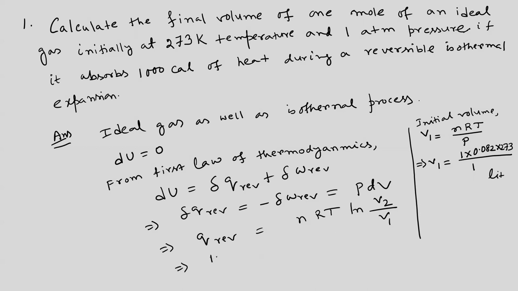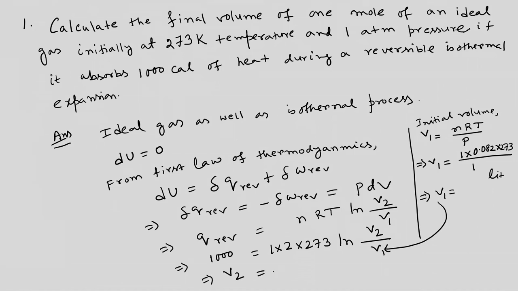Okay, so Q reversible again is 1000 here, and n is 1, R is 2 in calorie unit, temperature is 273, ln V2 by V1, where the value of V1 we got we need to substitute here, and then calculate V2. If we do it, we get approximately 140 liter. Okay, so this is how you do it.